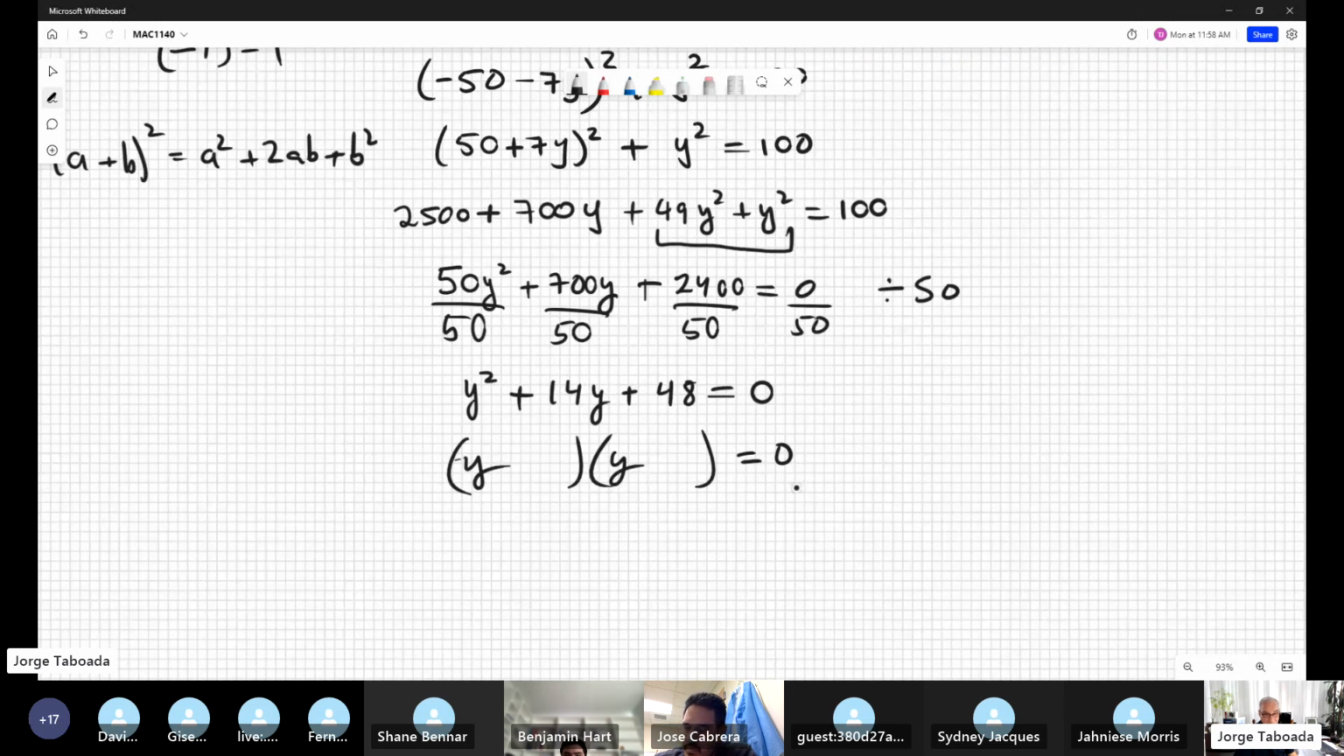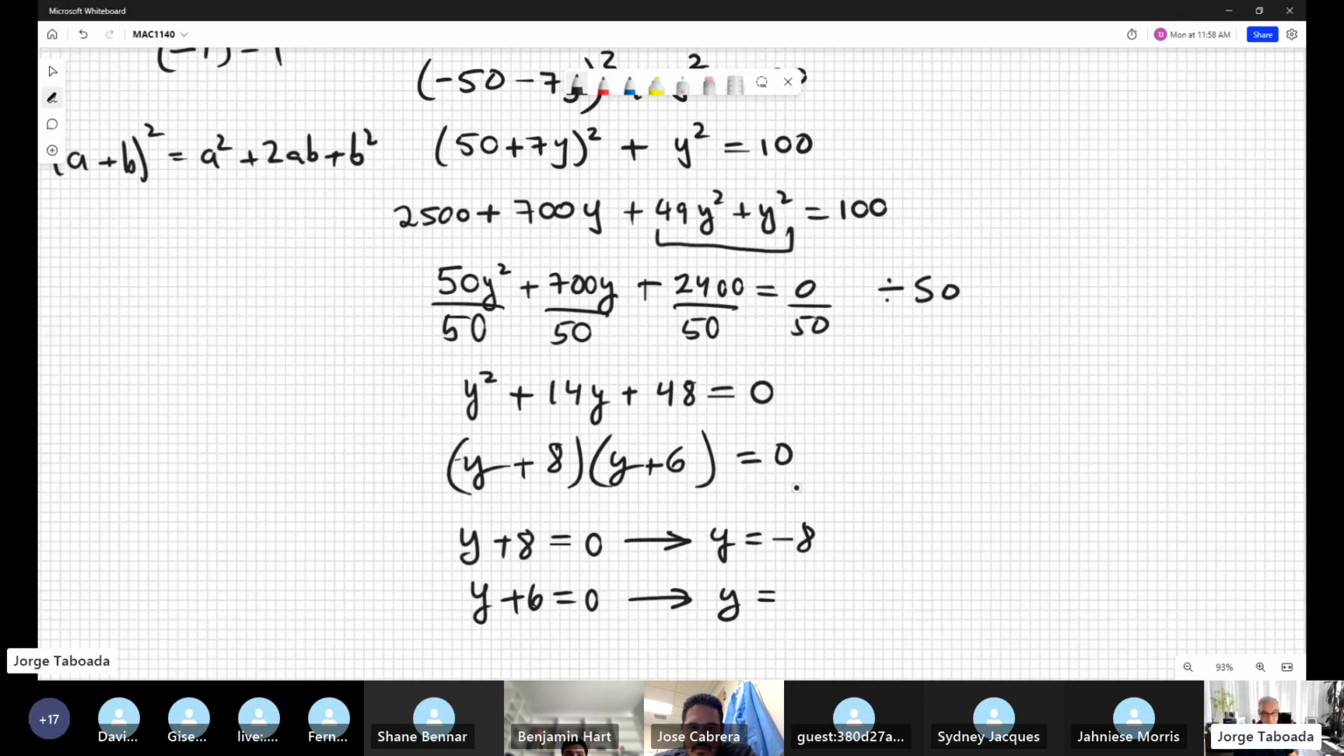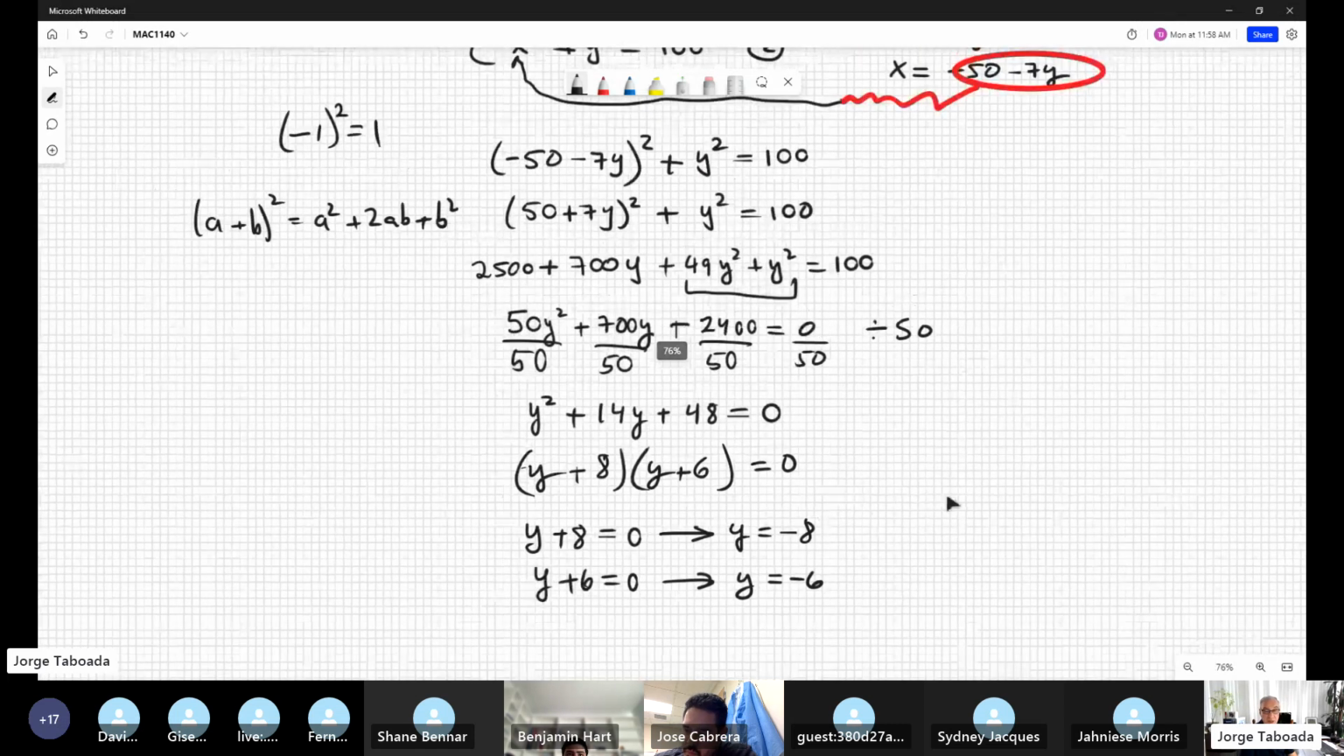Why? The combination that opens the door is 8 and 6, because 8 times 6 is 48, and 8 plus 6 is 14. Both positive. Cool. Now you apply the zero factor property. Each factor is equal to 0. Therefore, y plus 8 is 0, then y is minus 8. And y plus 6 equals 0, y is minus 6. I finish. No, this is just the beginning. Now I need to find the corresponding x.